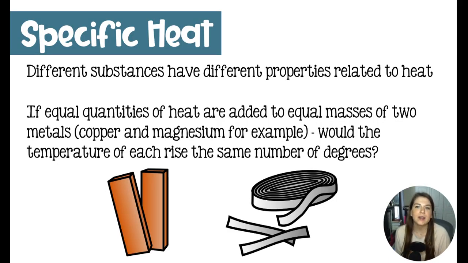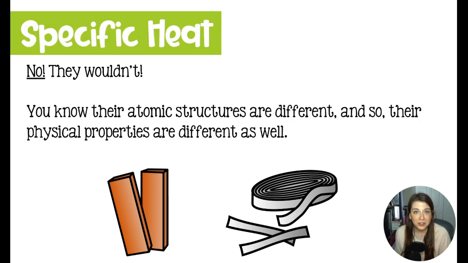Different substances hold on to heat in different ways. So just because you have equal quantities, let's say, of copper and magnesium, do you think that they would be able to hold on to heat in the exact same way? Would their temperatures each rise at the same rate? The answer is no. They are different metals with different atomic structures, so their physical properties allow them to hold on to different amounts of heat.